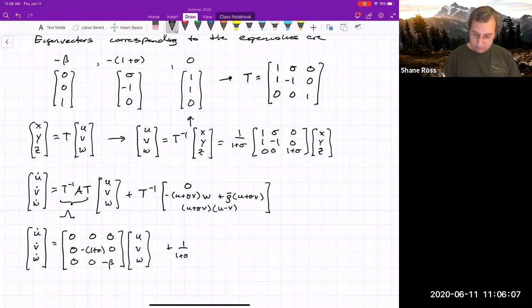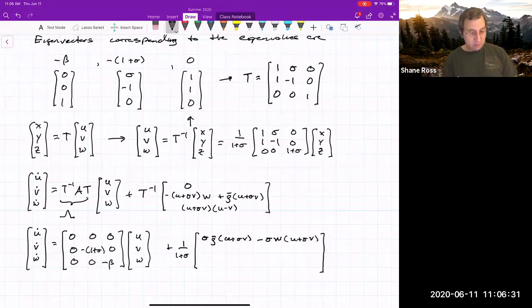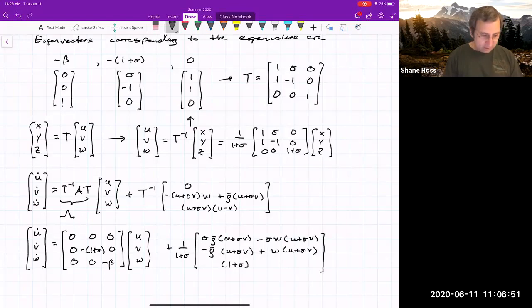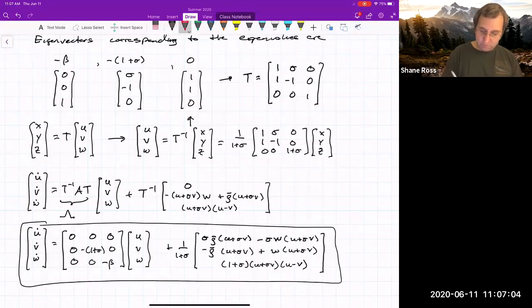1 over 1 plus sigma times, and this is just a column vector, but it has a lot of terms. Sigma rho bar U plus sigma V minus sigma W U plus sigma V, right? Because we chose the T matrix to simplify the linear part, but it actually makes the nonlinear part more complicated, which we'll address how to fix that later. But this is what you got to do. And then the last one, 1 plus sigma U plus sigma V U minus V. Okay, that's it. So we've got it now in the appropriate, if you want, block diagonal form.